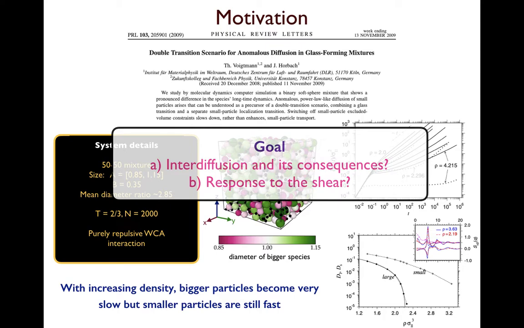So, our goal here is to understand the interdiffusive properties, which is the intermixing of the two subpopulations and its different dynamical consequences. Also, we want to understand how this binary mixture responds to some externally applied shear.